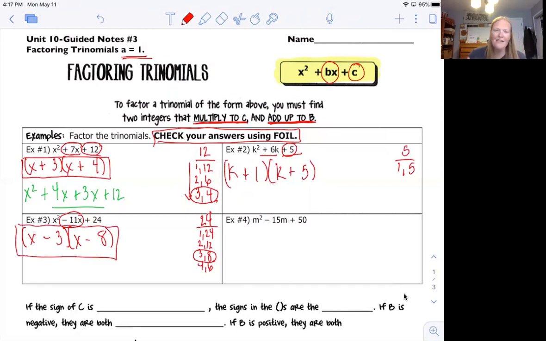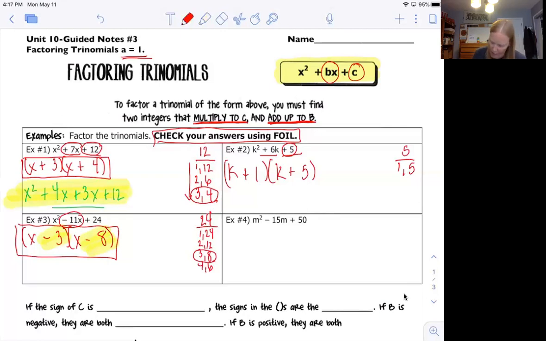So that's another little trick that I just did. I looked at negative 3 and added it to negative 8, and I got my negative 11. Then I multiplied negative 3 by negative 8, and I got my positive 24. So that's another way to check it without having to multiply it out. If it's easier, though, multiply it out. I'd rather you take the 30 seconds to multiply it out and get it right than say, boom, it's right, and then it's not.